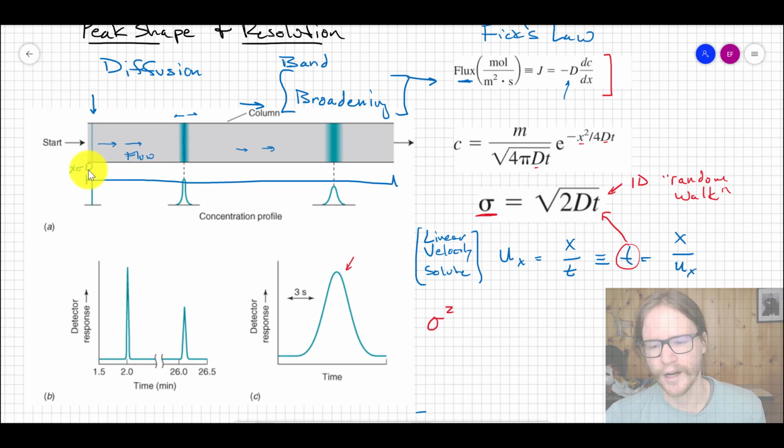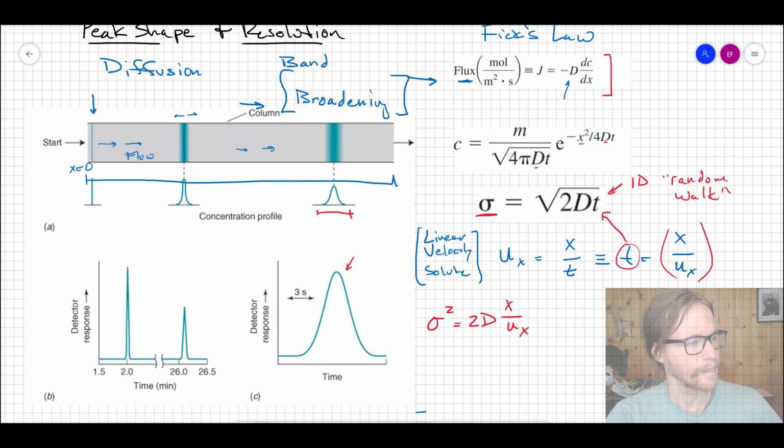So sigma squared, if you think back to chapter 4, the square of the standard deviation is this thing called the variance, which is again just another proxy for the band broadening of the system. So if we take that and we substitute it, that's going to give us 2 times D times t. In this case, that's going to be x over ux. So that's where we are right now. I didn't solve anything differently, but in green here I just collected the 2D over ux and put that in brackets and then pulled the x out.